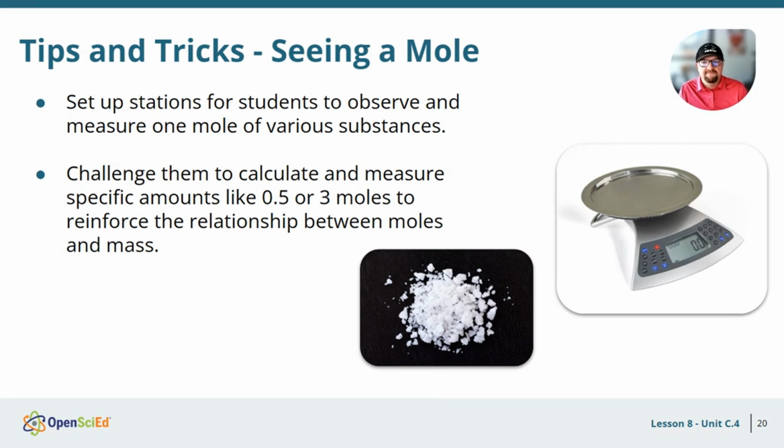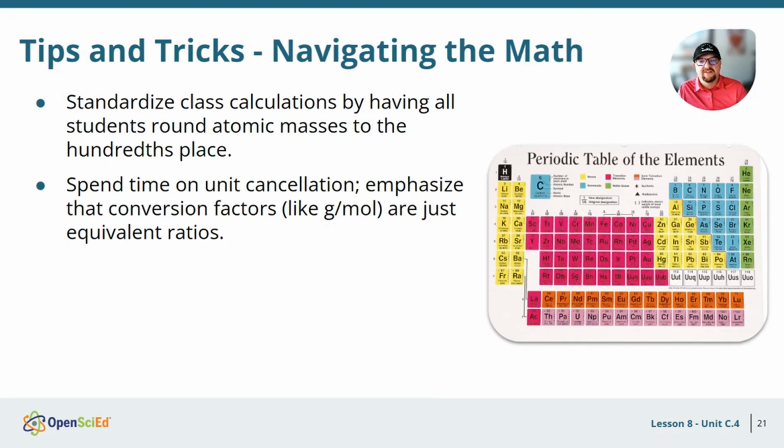One thing I like to do is save a lot of classroom headache by standardizing the calculations for the entire room at the beginning. Mandate that everyone rounds all their atomic masses to the hundredth place. Period. This removes the friction surrounding rounding rules so they can focus entirely on conceptual logic. I also spend extra time emphasizing that conversion factors like grams per mole are not scary new math procedures. They are just equivalent ratios that let us scale values up or down seamlessly.